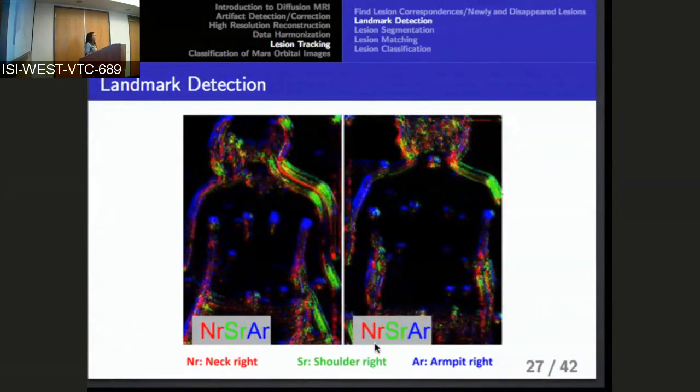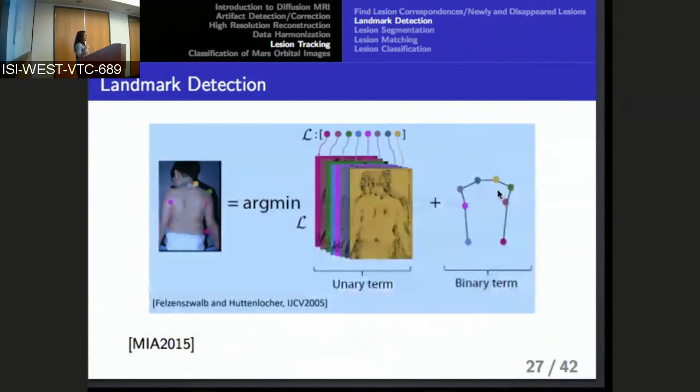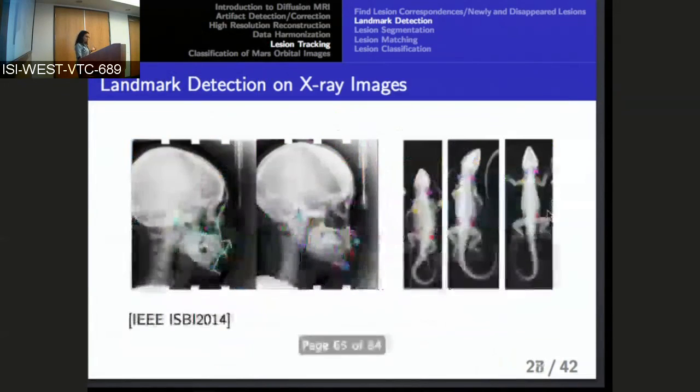In this figure, those computed probabilities are visualized, encoded to red, green, blue channels, but you can see that these probabilities are not good enough to make a good prediction of the position of landmarks, right? But we know that these landmarks respect a specific structure. We know that, for example, neck right is always on the right side of our body above other landmarks. That's why it makes sense to add this regularization term to our objective function, which encodes these kinds of structures. And we optimize it using a dynamic programming approach.